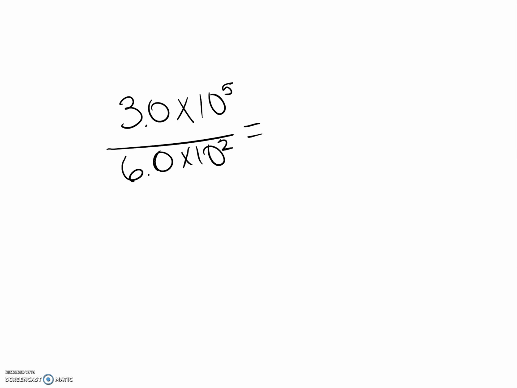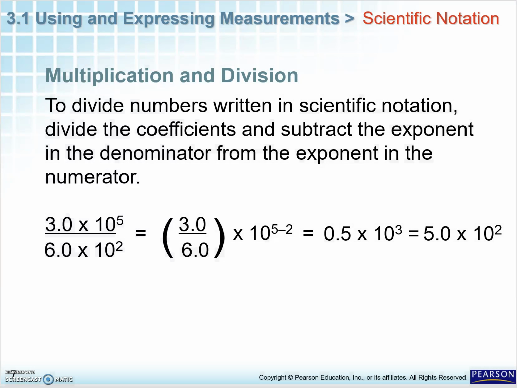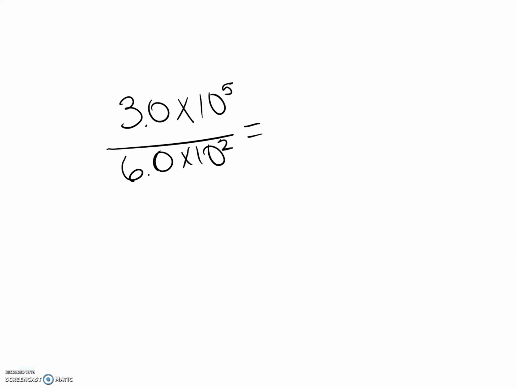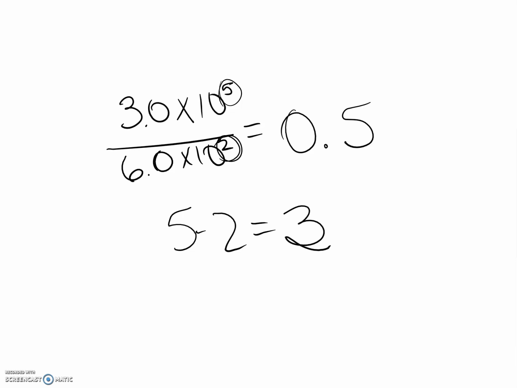All right, so we would divide as you normally would. So that would be our 0.5 that you get in the answer here. So 0.5. And then we're going to subtract our exponents. So 5 minus 2 is 3. So the times 10 does not change. However, our new exponent is to the 3rd.